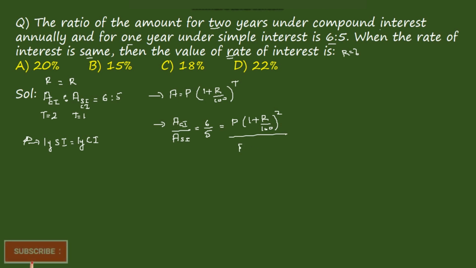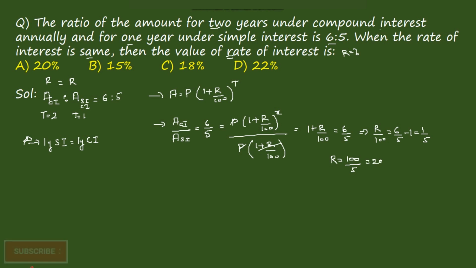so we can use the same formula. It becomes p into 1 plus r by 100, right. The p's get cancelled, the square and this one get cancelled, so 1 plus r by 100 is equal to 6 by 5, which implies r by 100 is equal to 6 by 5 minus 1, which is equal to 1 by 5. Then r is equal to 100 by 5, which is equal to 20%. So the value of rate is 20%. So the answer is option A.